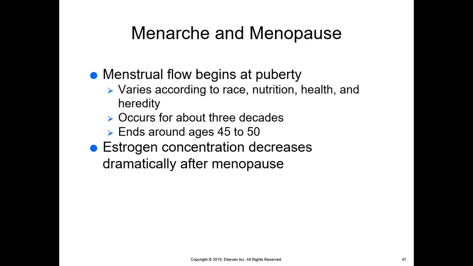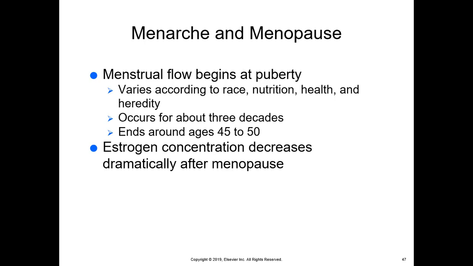So menarche, menopause: menstrual flow begins at puberty, and it varies according to race, nutrition, health, and heredity. Menstrual flow occurs for about 3 decades, about 30 years, so it usually ends around ages 45 to 50. It depends on when you started your menstrual flow. The estrogen concentration decreases dramatically after menopause. Menopause is no menstrual flow for 1 year. Then you are considered postmenopausal.